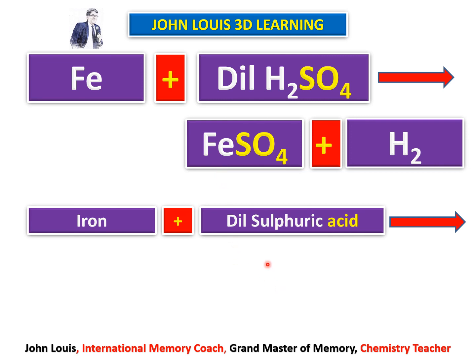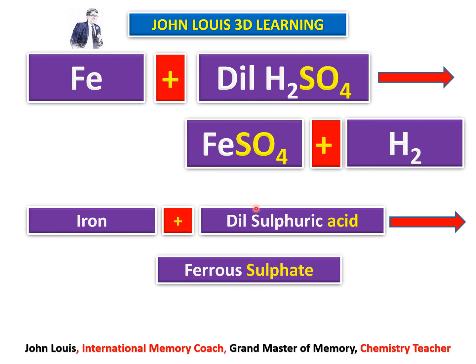Therefore, the name of this compound will be iron 2 sulfate. We can call it iron 2 sulfate, or, when the valency is lower, that is, iron has 2 valencies, 2 and 3, and 2 is the lower valency. I already told you that when it has the lower valency, the name should end with OUS. Therefore, instead of saying iron 2 sulfate, we can call it ferrous sulfate.